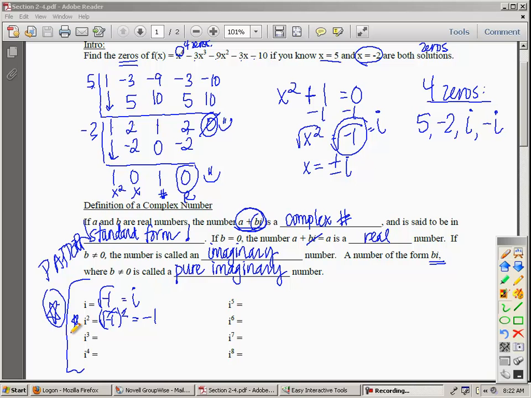i cubed is basically taking i squared with another i. And I'm going to split this up so you can kind of see this pattern. i squared is -1. -1 times i is just a -i.